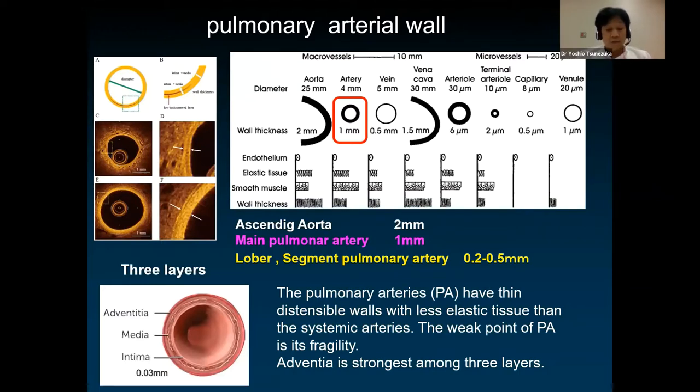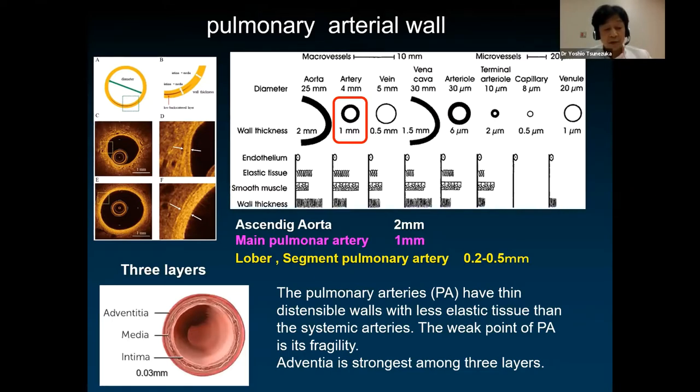The pulmonary artery is constructed of layers: an inner layer composed of endothelial cells, a middle layer consisting of smooth muscle cells, and the outer adventitial layer formed of fibroblasts, connective tissue, and nerve endings. The wall thickness of the main pulmonary artery is about 1 millimeter, lobular or segmental arteries are from 0.2 to 0.5 millimeter, and its intima is about 0.03 millimeter.